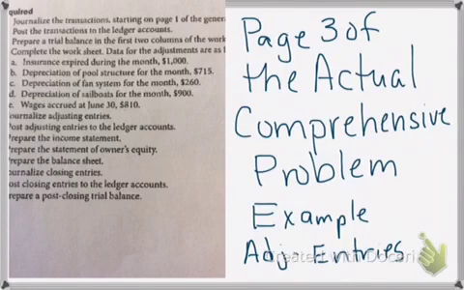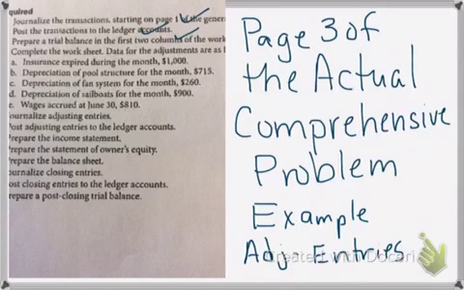Alright, for this one we are going in and we're going to start looking at Chapter 3, Adjusting Entries. What you're going to need to pull up is page 3 of the actual comprehensive problem. That was the thing that we printed out in that very first video that had all of the entries on it. We have already journalized all of the transactions. We have posted them to the ledger. We have prepared a trial balance due June 30th.